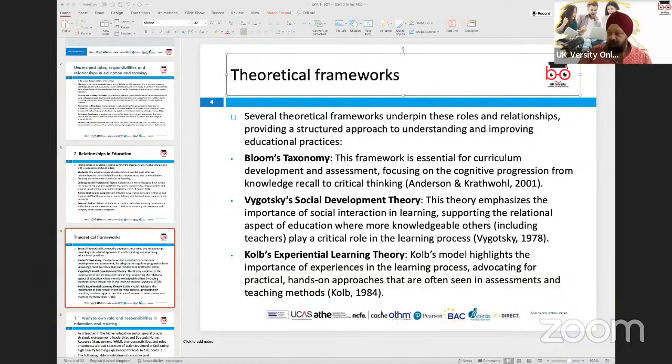We can also draw a bit of inflection from Vygotsky's social development theory, which primarily focuses on the fact that social interaction in classrooms is very important.